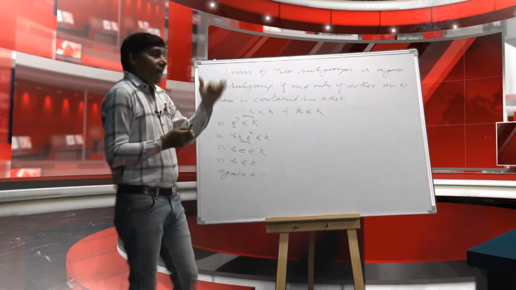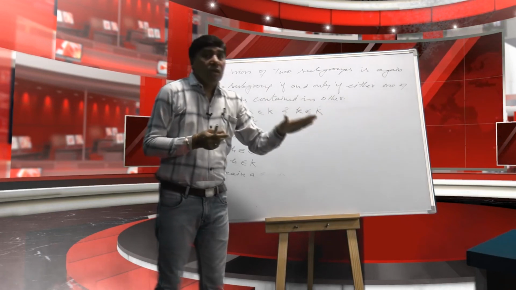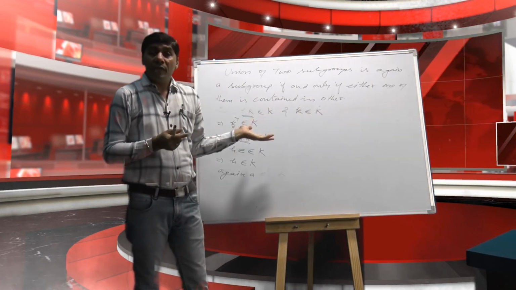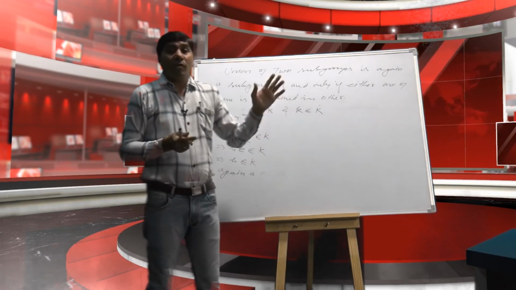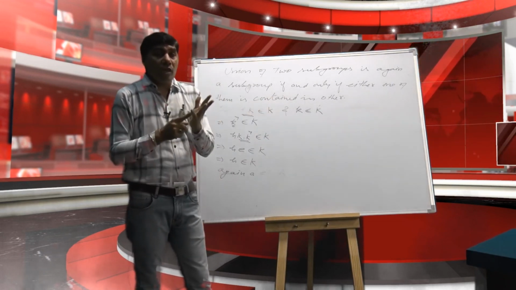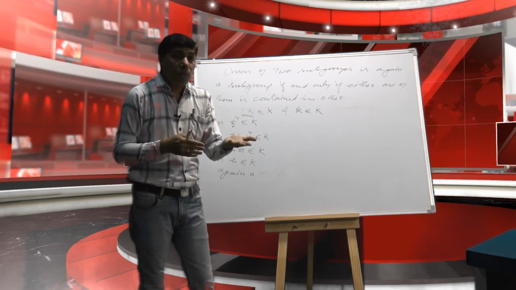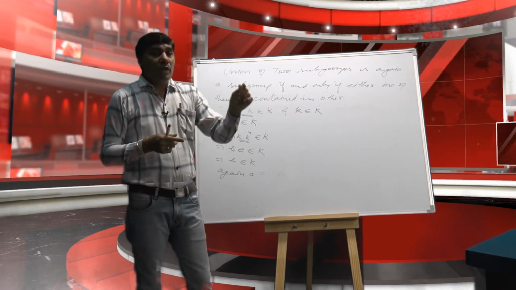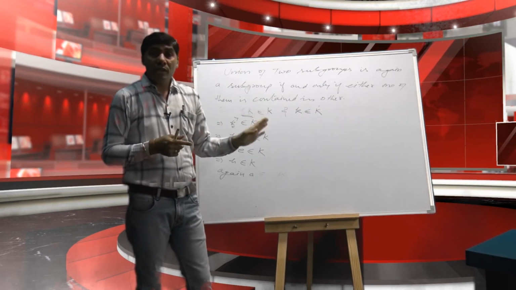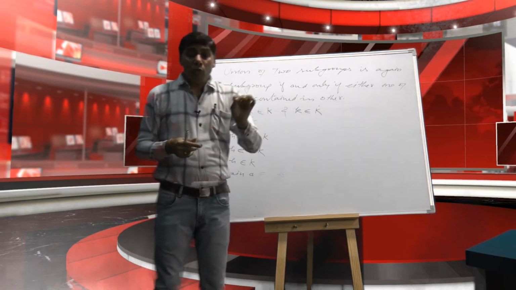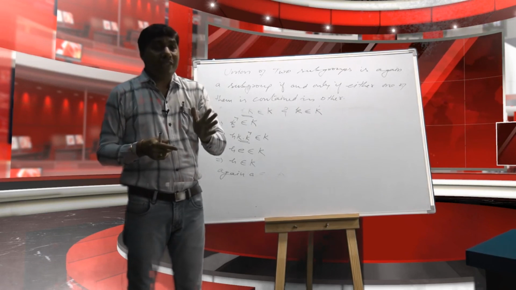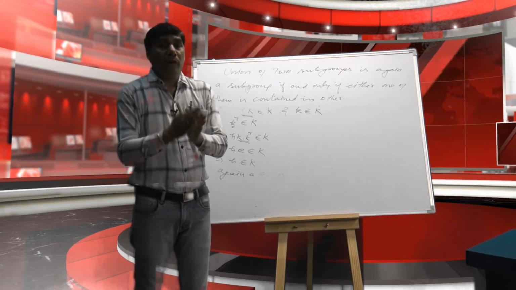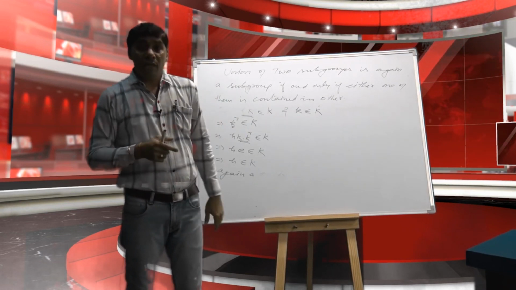That means it is not true that neither H is contained in K nor K is contained in H. So this contradiction shows that our result is true. If the union of two subgroups is again a subgroup, then either one of them is contained in the other. That means for the union of two subgroups to be a subgroup, it is compulsory that either one of them is contained in the other.